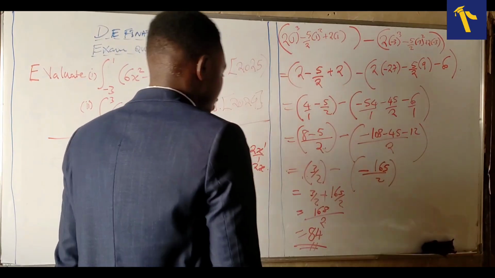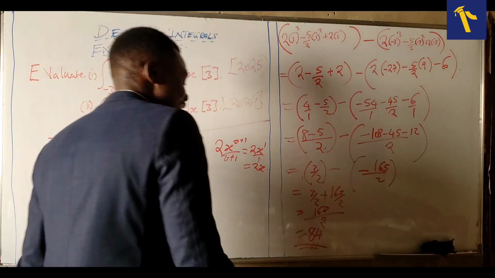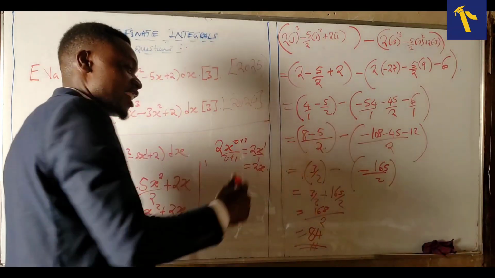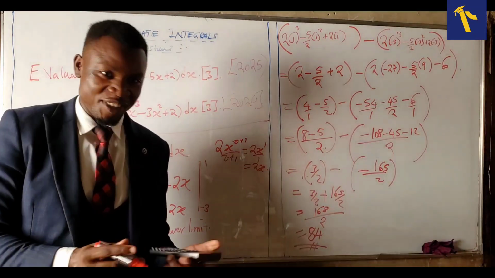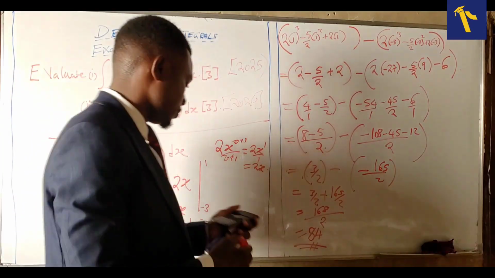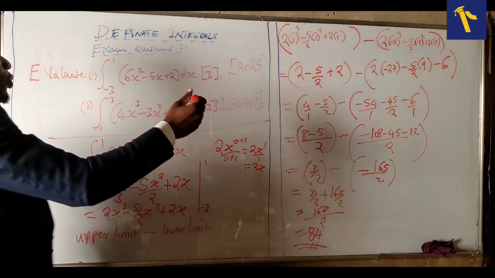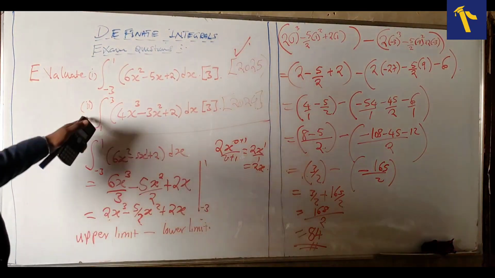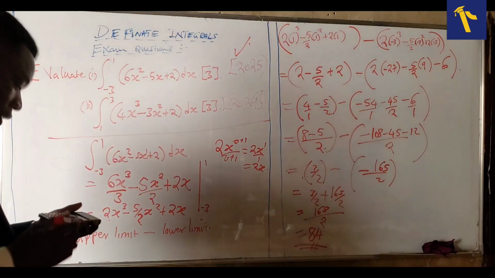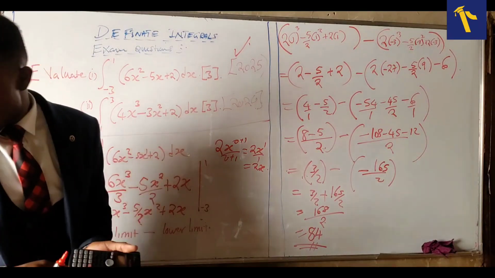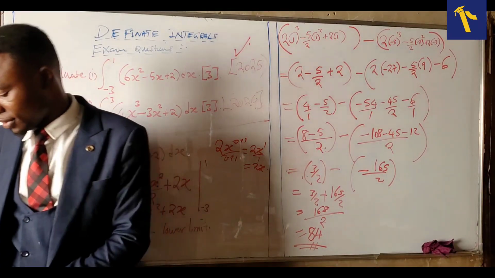Okay. Great. Others would say units squared, whatever. That is if, suppose you are finding the area. Yes, good. So the answer is what? 84. Great. So this is how you can evaluate this expression. Let us look at the second one. Okay? Hopefully you are following.